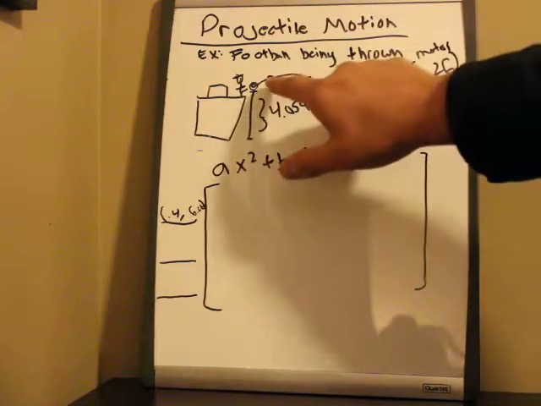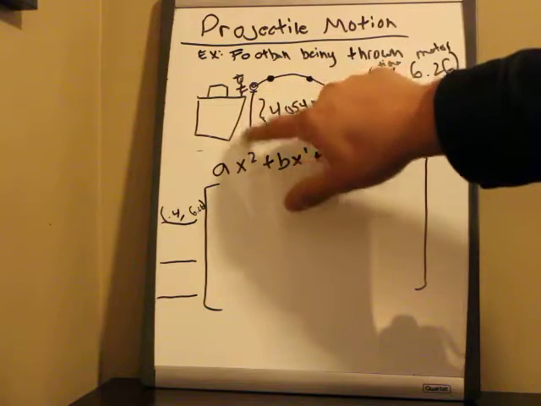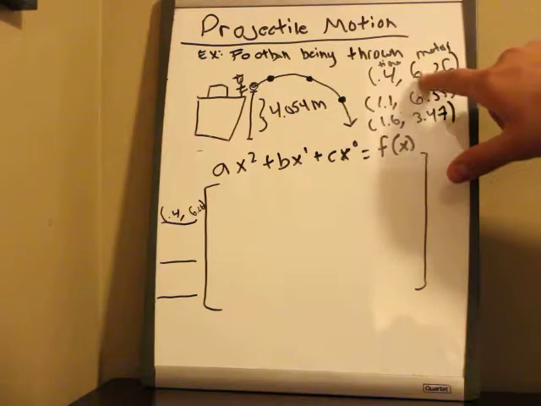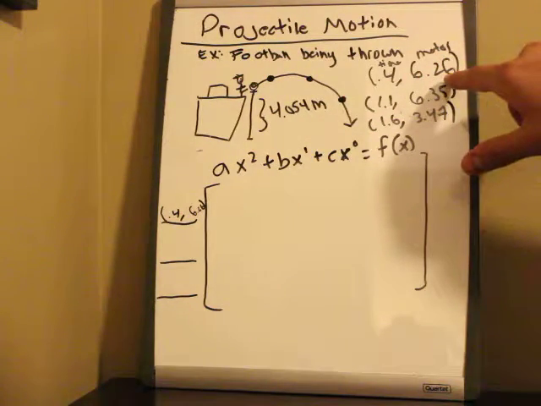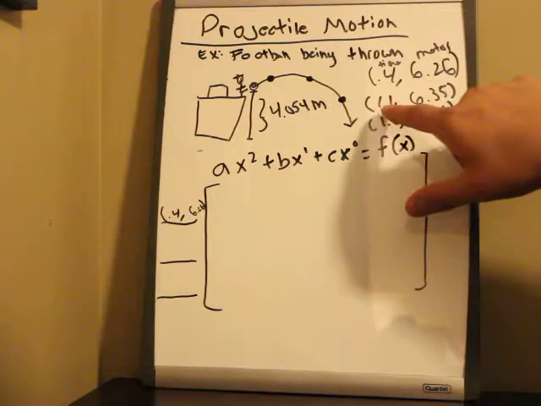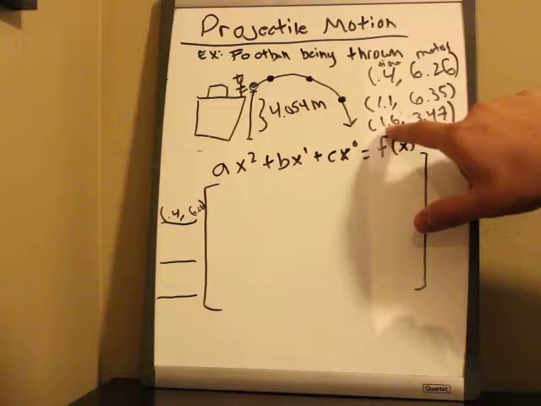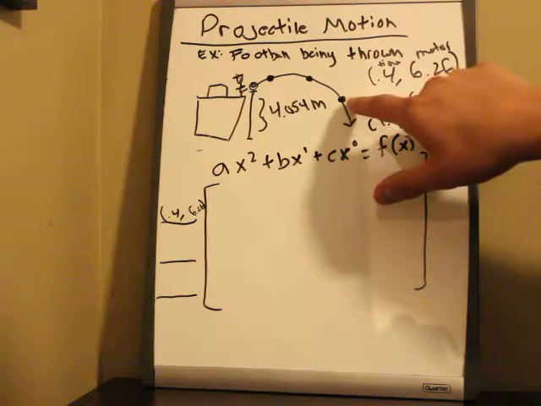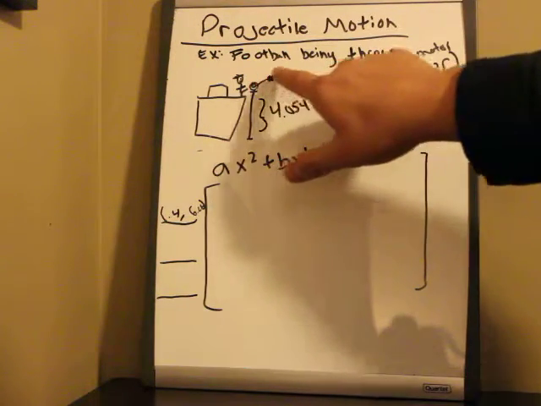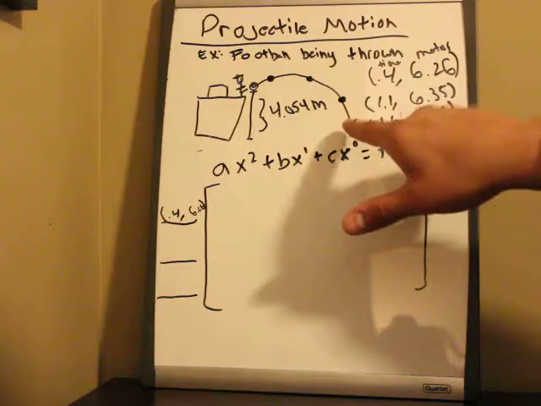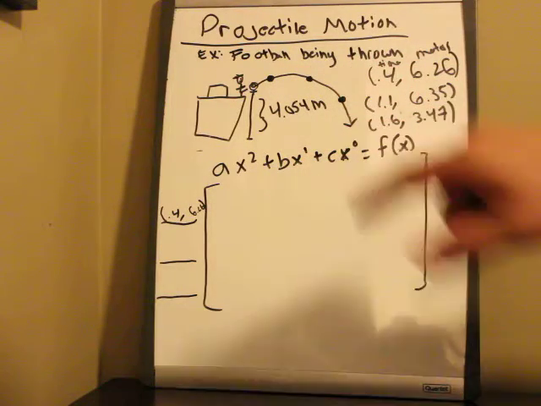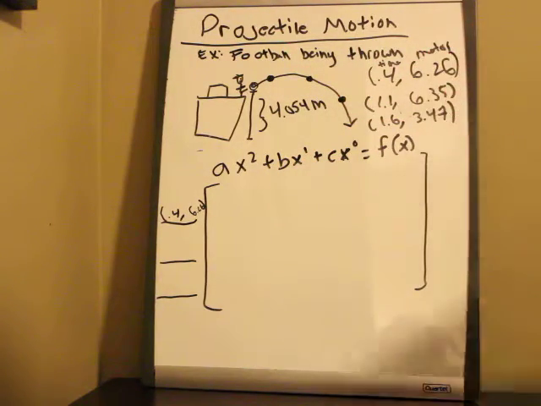So at 0.4 seconds, when I kicked, the height of the ball was at 6.26 meters. Then at 1.1 seconds, the ball was at 6.35 meters. And then at 1.6 seconds, the ball was at 3.47 meters. As time elapses, our ball should slowly start to get closer to 0 because it's going to hit the ground. That's why you see these numbers going down.